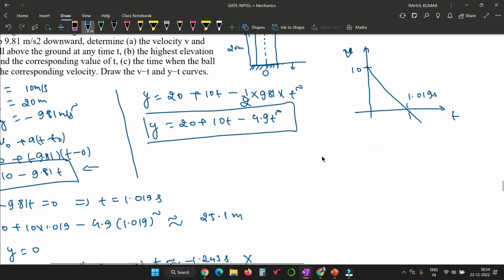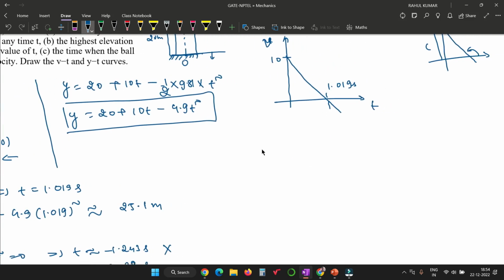Now it is asking for the YT curve. So now you have to draw the YT curve. Can someone tell me whether this YT equation is concave upward or downward?